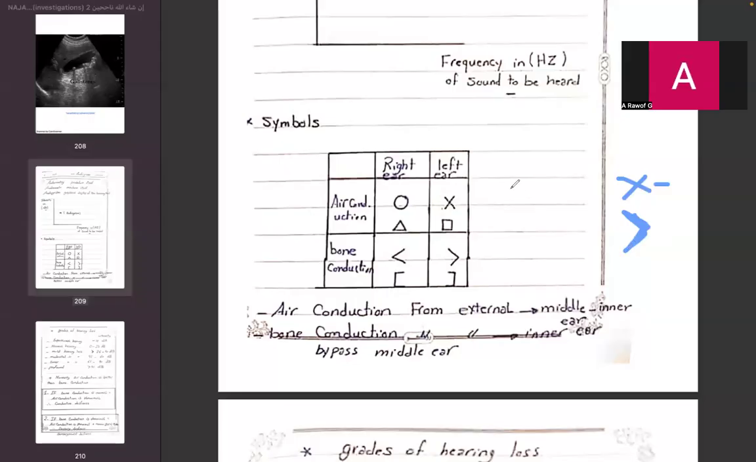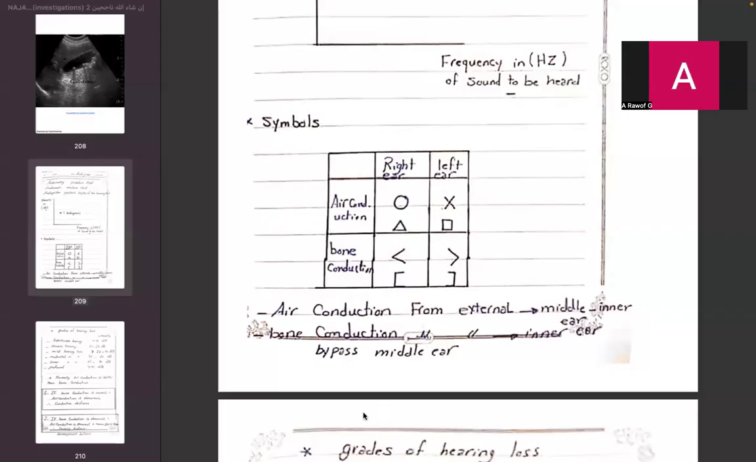Okay, but for the right ear, unmasked is circle and open triangle. Circle for air conduction, open triangle for bone conduction. Okay, let's go now. So air conduction from external ear, middle ear to inner ear.